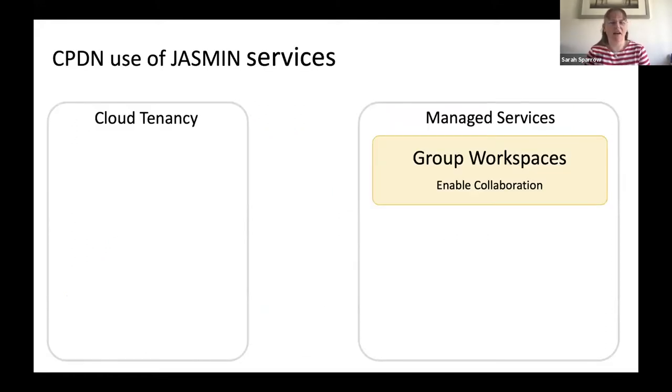So, the different ways in which CPDN uses JASMIN services. The primary way we use JASMIN is the group workspaces and the data storage facilities that this provides us. As a project, because we're doing very large ensembles, one of the things we are very good at is generating lots and lots of data. So we need somewhere that we can put this, and the group workspaces are a great way for us to do this.